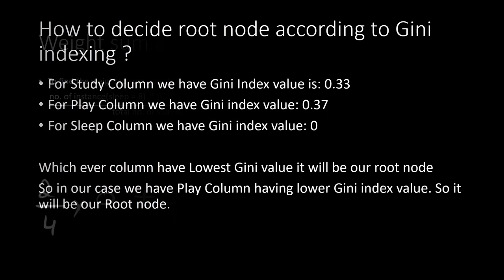How to decide the root node according to Gini indexing? For the study column we have a Gini index value of 0.33. For the play column we have a Gini index value of 0.37. For the sleep column we have a Gini index value of 0. Whichever column has the lowest Gini value will be our root node. So in our case we have the play column having the lower Gini index value, so it will be our root node.